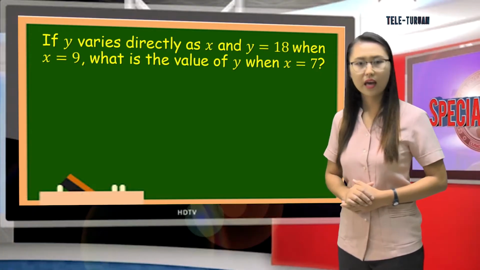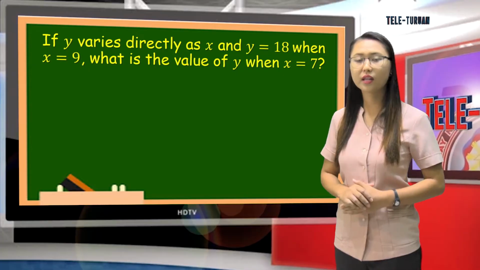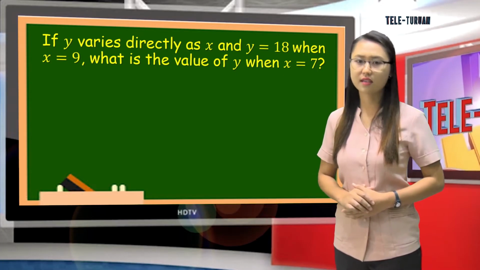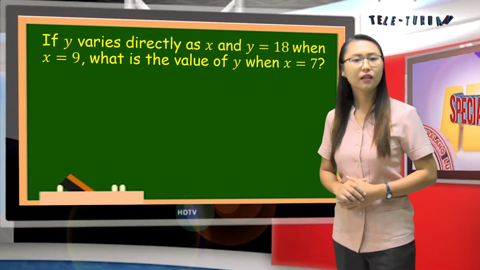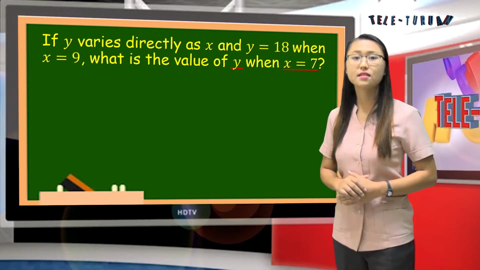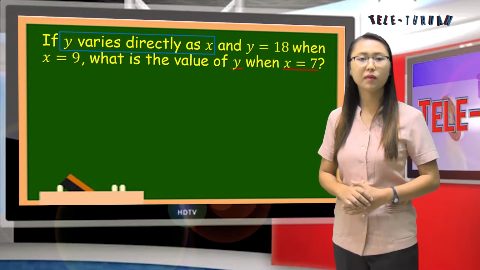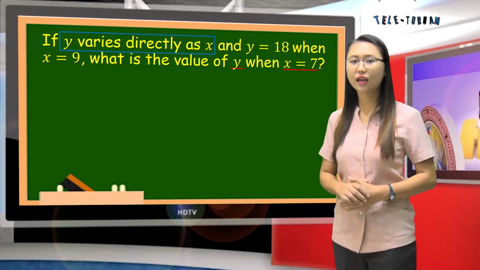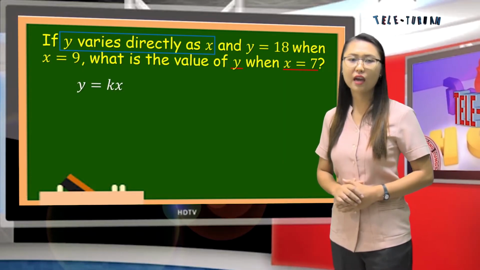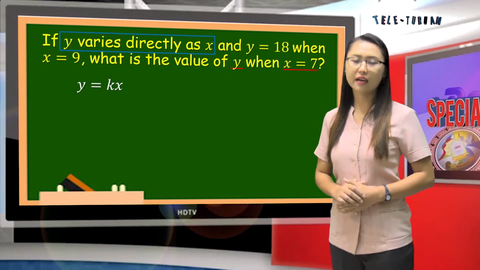Another example. If y varies directly as x and y is 18 when x is 9, what is the value of y when x is 7? In this problem, we are asked to solve for the value of y when x is 7. Again, our first step is to translate the statement y varies directly as x into an equation. So we have y is equal to kx. Next, it's to solve for k.